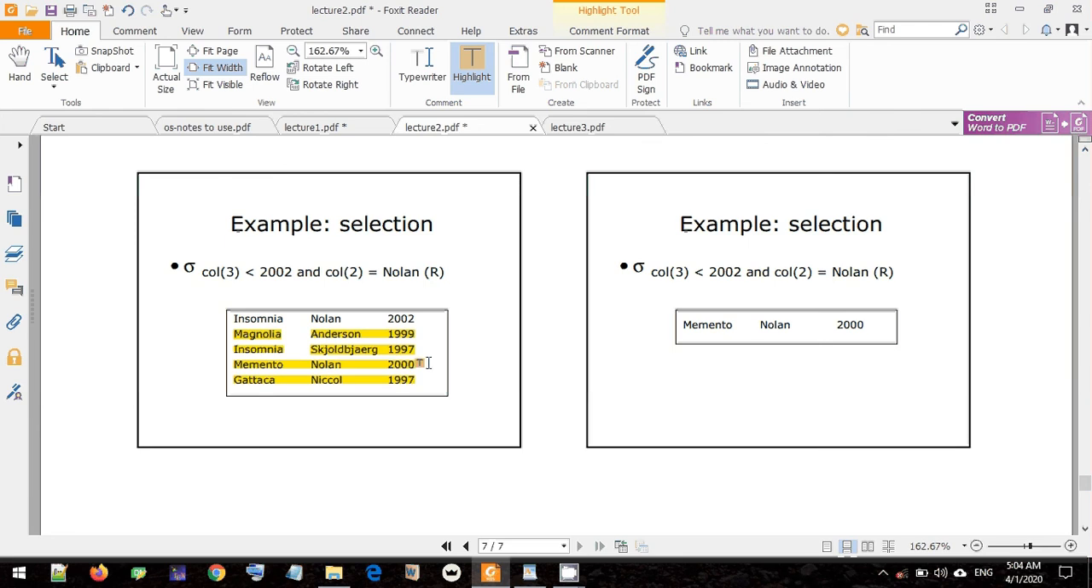Now let's say column 3 less than 2002. Yes, these are all the items less than 2002, and column 2 equal to null. Only this one has null, so the result will be what? Memento, null, 2000.